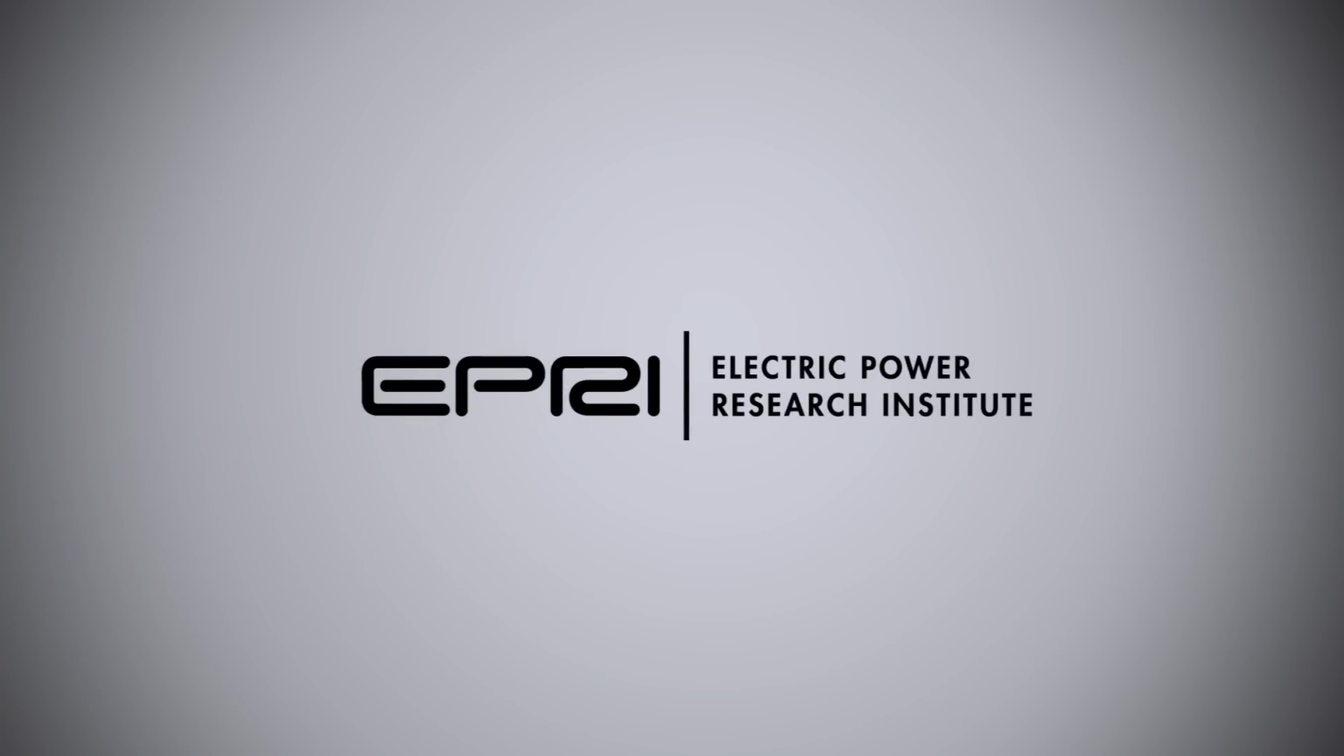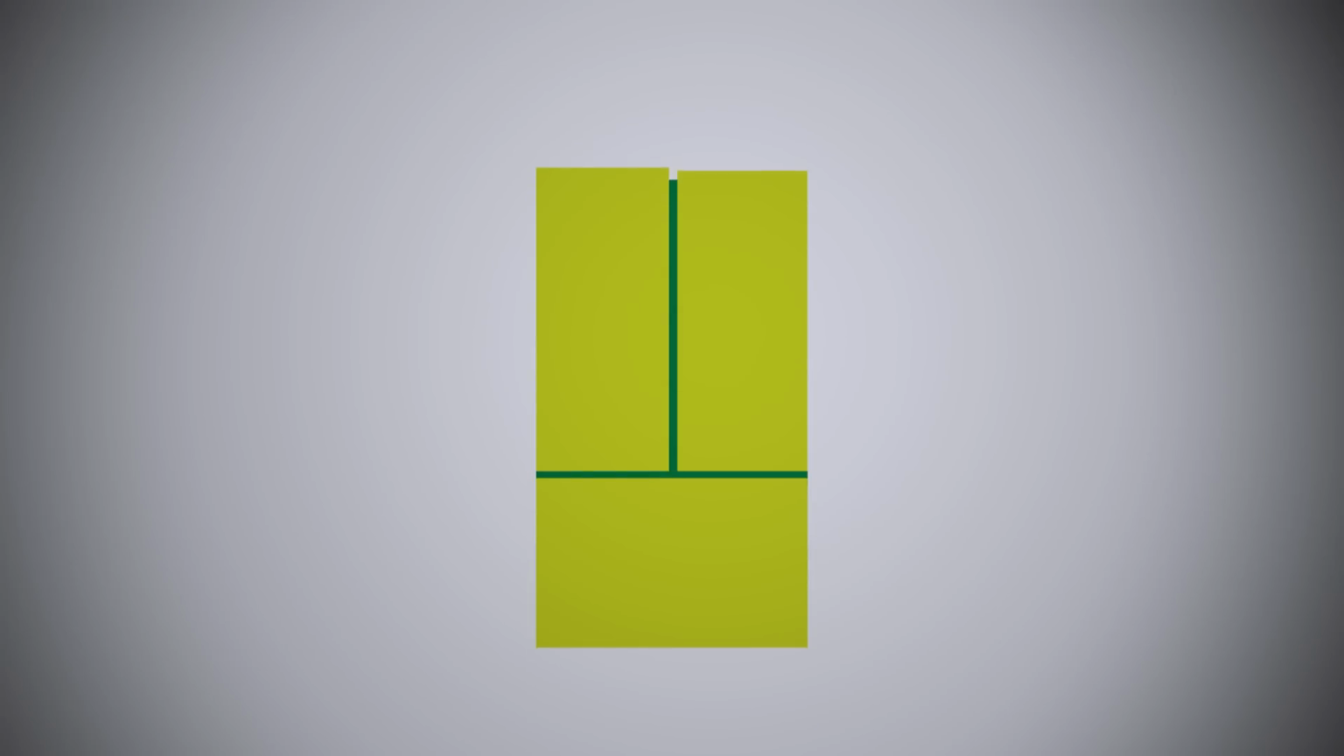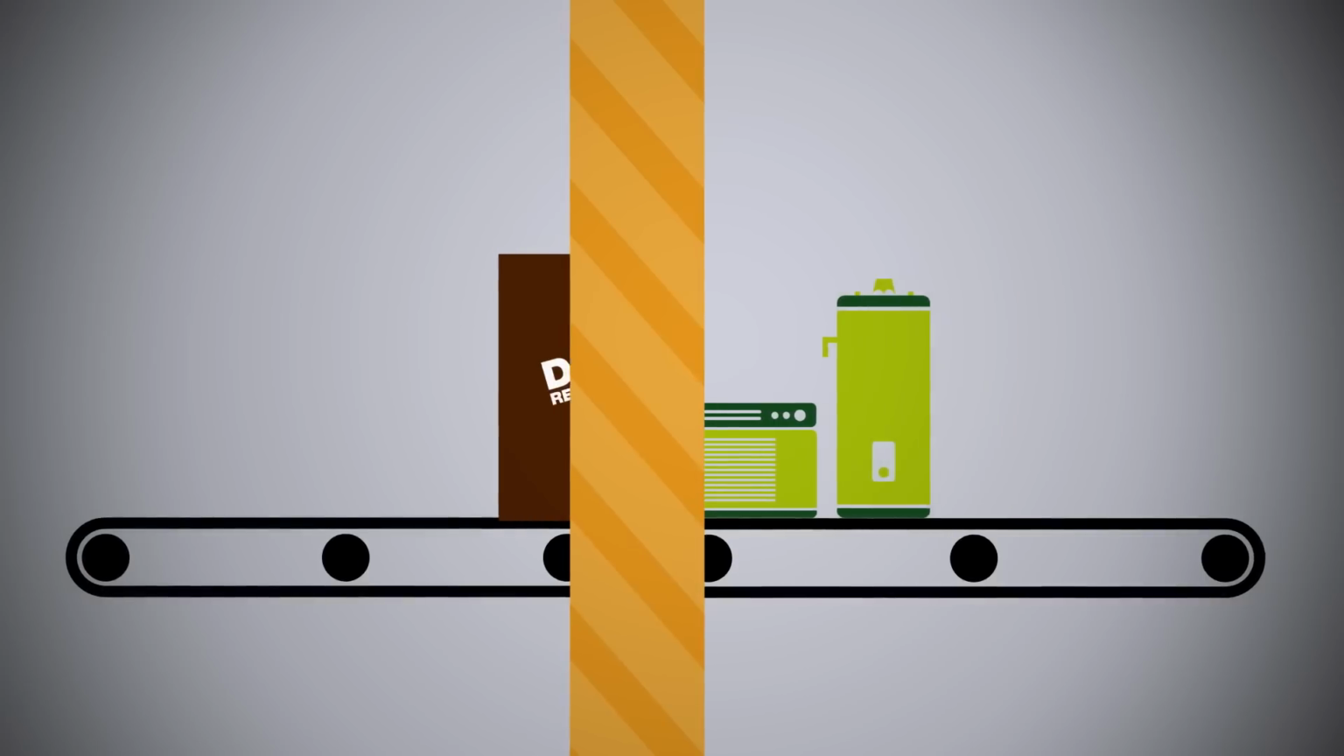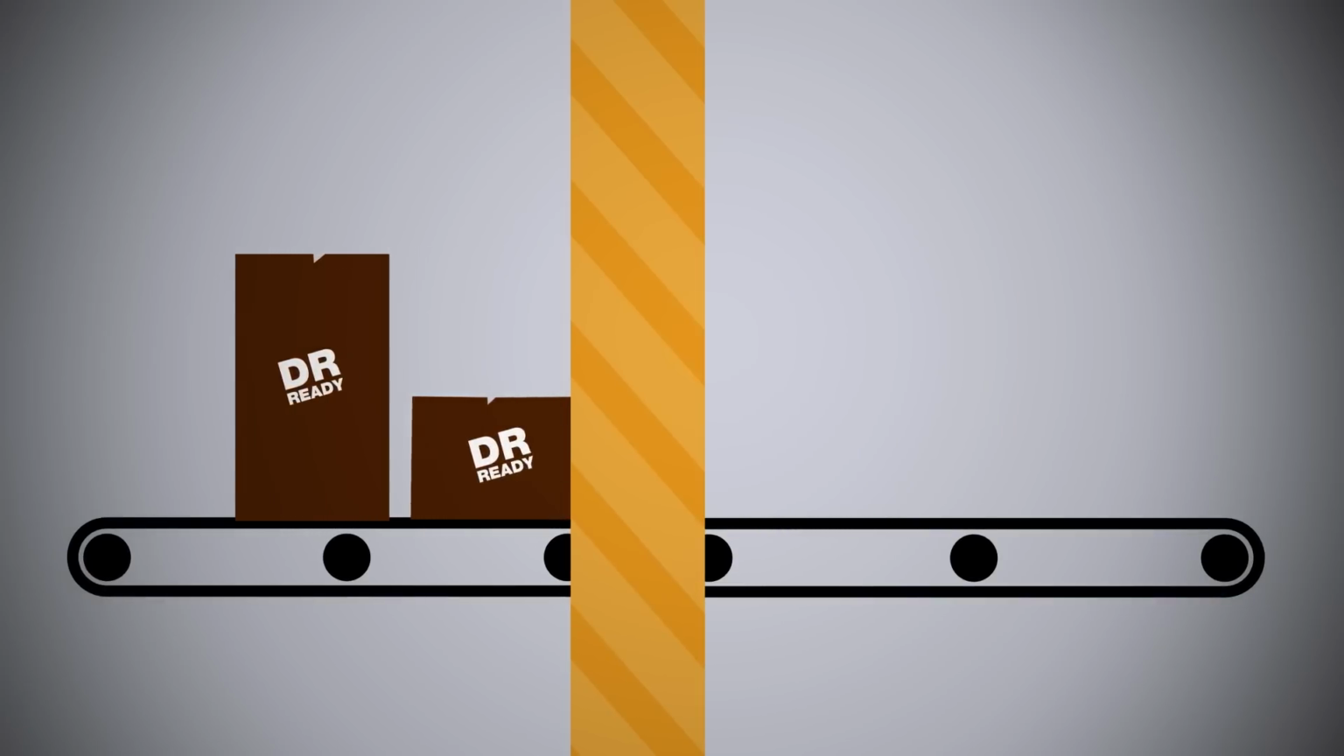The Electric Power Research Institute conducts research and development relating to the generation, delivery, and use of electricity for the benefit of the public. As part of their ongoing efforts, EPRI has studied how common consumer appliances can be manufactured demand response ready off the shelf.